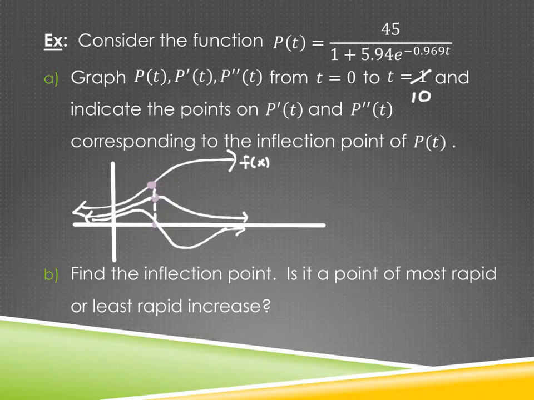You do need to label them. They actually aren't F, they're P's. I'll just change them. P of x, P prime of x, and P double prime of x. This indicates the points on P prime of t and P double prime of t corresponding to the inflection point of P of t. Mine are in purple, as long as you make a dot on them and you've got the dotted line connecting them, showing the relationship, that's what it's referring to.